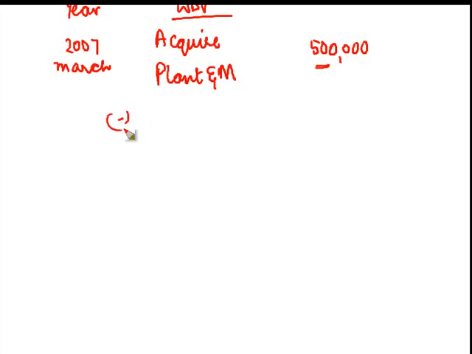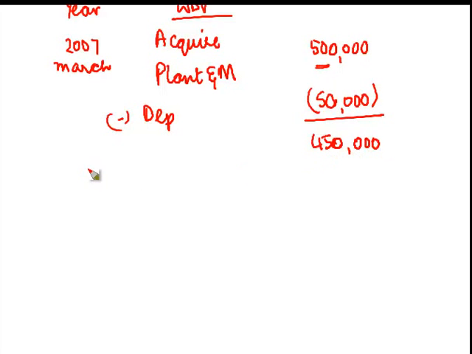So my depreciation for 2007 will be 10% of 5 lakh, or 50,000. When I reduce this, I get 4,50,000 as the value, right? This value is known as WDV or written down value.